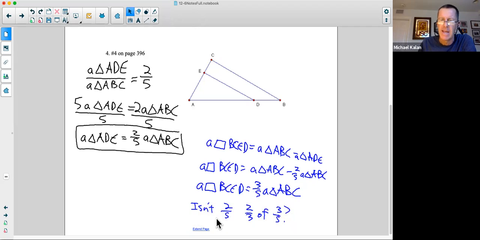Well, isn't 2/5 the same as 2/3 of 3/5? Right? So if we know that the ratio of ADE to ABC is 2/5, and that BCED is 3/5 of ABC, isn't 2/5 the same as 2/3 of 3/5? Yeah, it sure is. Okay, that was a good one.